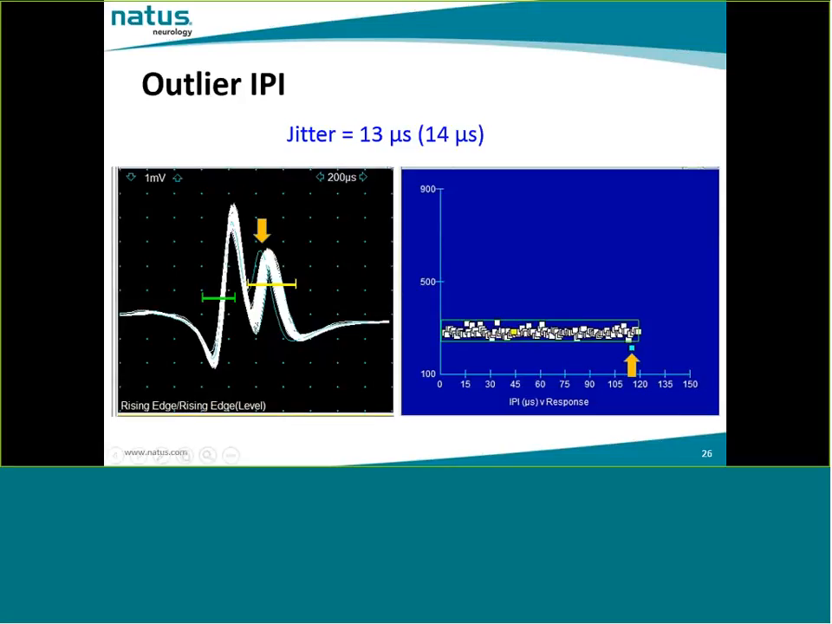What effect does the outlier have? In this case, when I excluded this outlier, my jitter was 13 microseconds. When I included this, the jitter became 14 microseconds. It didn't change much.